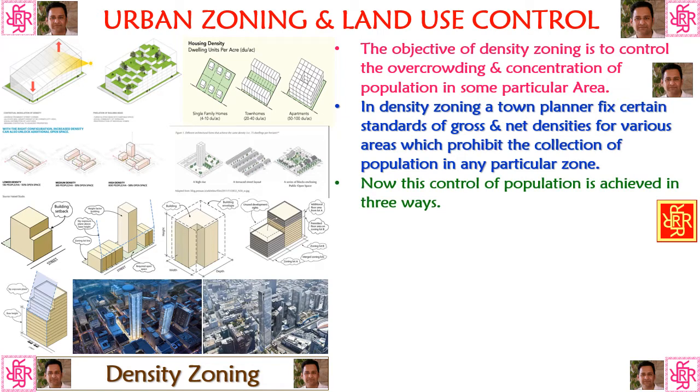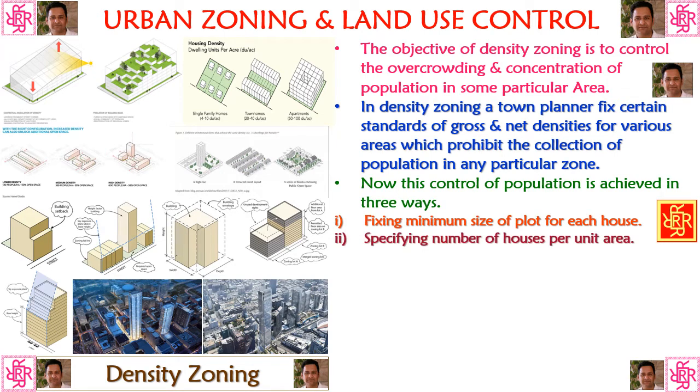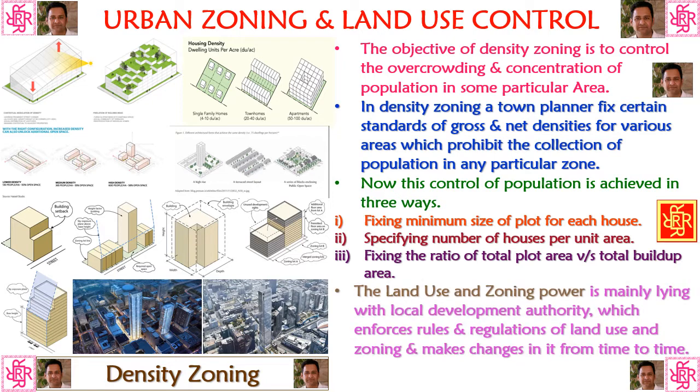Now, this control of population is achieved in three ways. First, fixing the minimum size of the plot for each house. That minimum size could be 40 yards or 50 yards or 80 yards, depending. Second, specifying the number of housing units per unit area and how many houses can be made on the plot. Third, fixing the ratio of the total plot area versus the total built up area, so the built up and open space ratio.